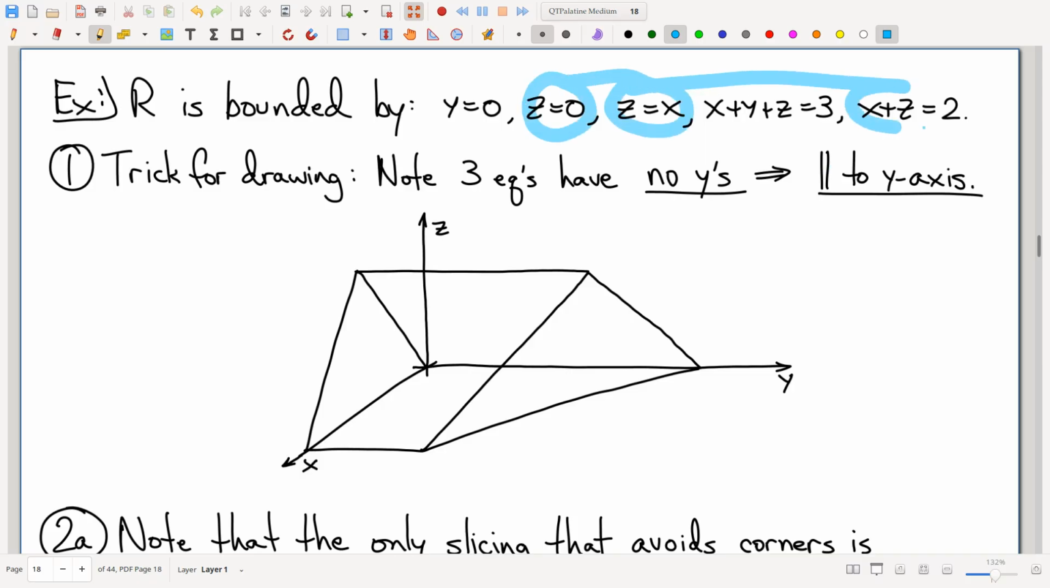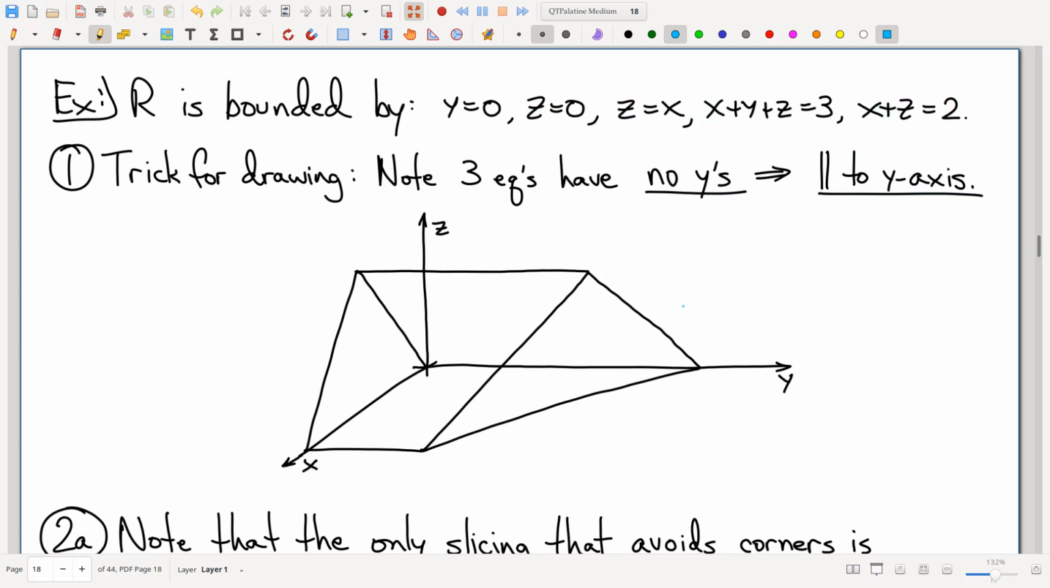3 of them have no y's in the equation. And I'm going to flash you back to somewhere in the middle of chapter 1. We were talking about the equations of lines and planes, and I put up a theorem. Here we are. We have a theorem that says exactly this. If you have an equation of a plane, if there are no y's in that equation, that plane is parallel to the y-axis.